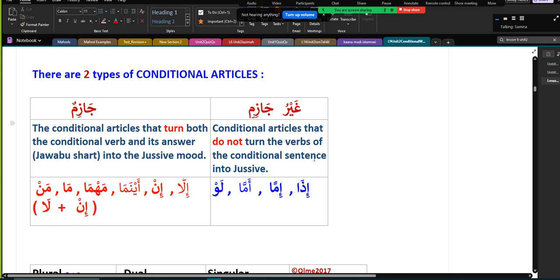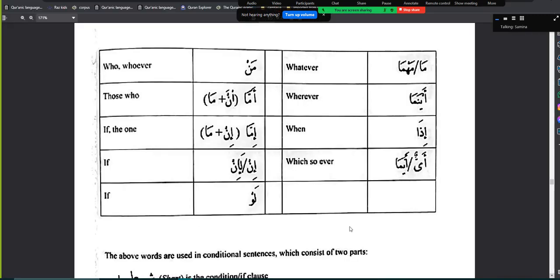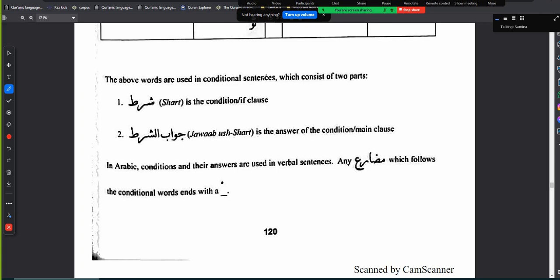So the second type is called ghairu jazim, the conditional particles that do not turn the verbs of the conditional sentence into jussive. So if you have a mudari after these conditional articles, they will not make it majzoom. And what are they? They are law, amma, imma, and idha. Okay. And also there is a correction in the book as well. One correction is, this is not ayun, this is ayu. Okay. And the above words are used in conditional sentences, which consist of two parts.